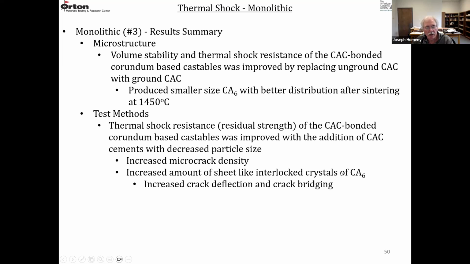So that's what I have on castables. Again, with castables, you have to remove the water and sinter them before you can do the thermal shock testing because of the steam buildup and steam explosions.